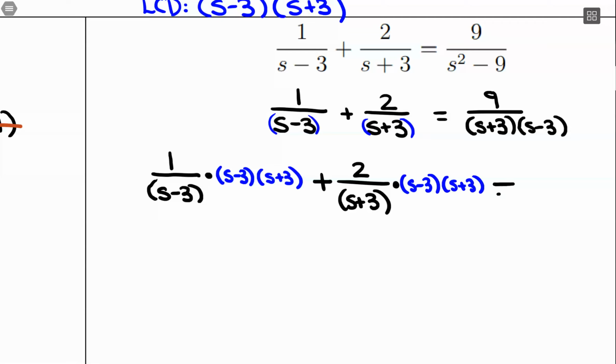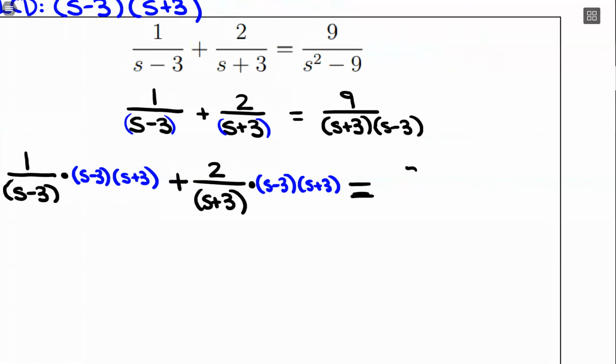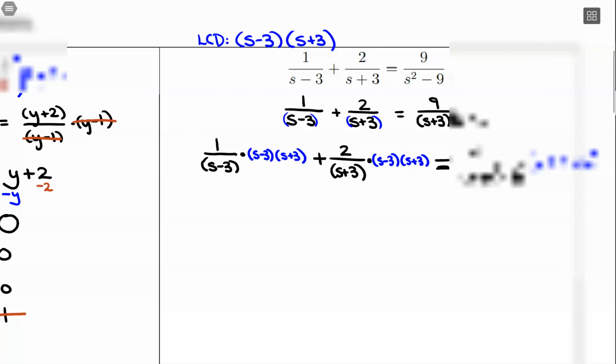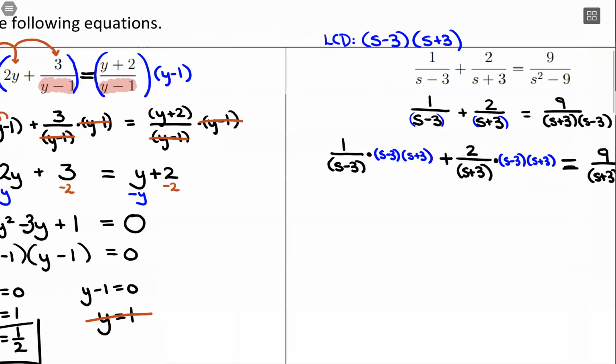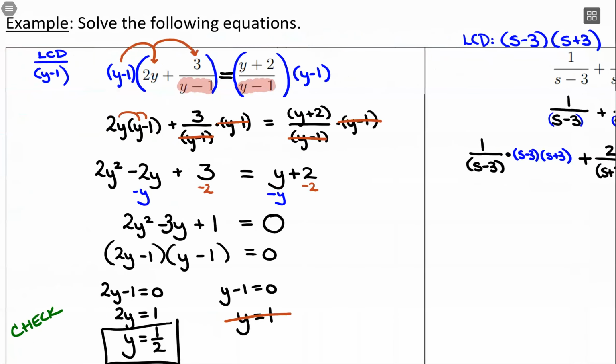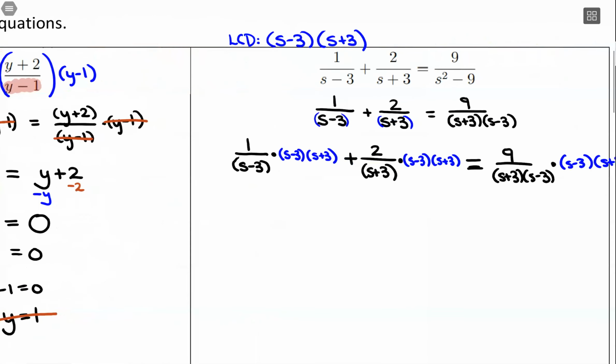And then we have our equal sign, and we have the 9 over s plus 3 times s minus 3, multiplied by the s minus 3 times s plus 3. If it's helpful to write in this form, I know it's very expanded and long, but just make sure that every single term gets multiplied. But if you like the form we did over here, where you think about multiplying on the outside and then distributing in, that works exactly the same way.